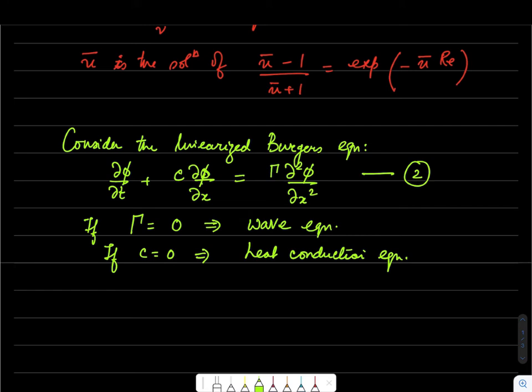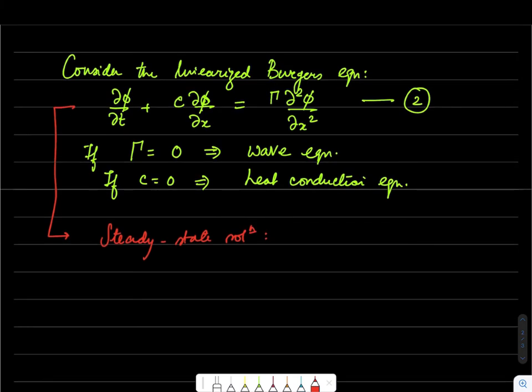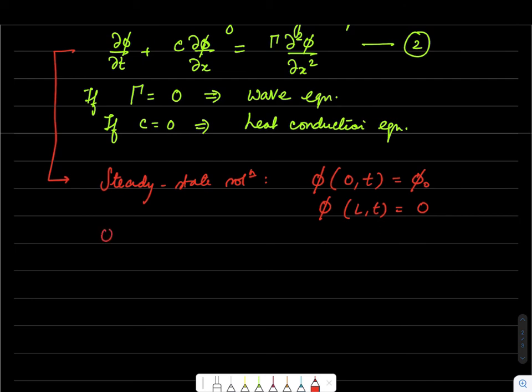Now let's say we look at the steady state solution for this equation. So say we want to derive the steady state solution to this equation, which can be easily obtained by putting dphi/dt to be 0. Let's say that the boundary conditions are on a finite domain: phi(0,t) is phi naught, and phi(L,t) is 0. So we can derive, and without proof here I'm giving this, that the steady state solution would be given by a very similar expression to what I wrote earlier.